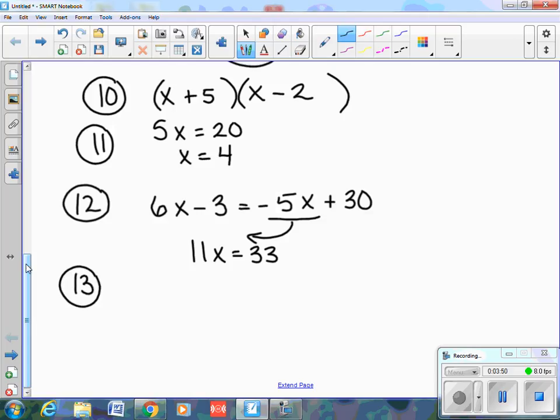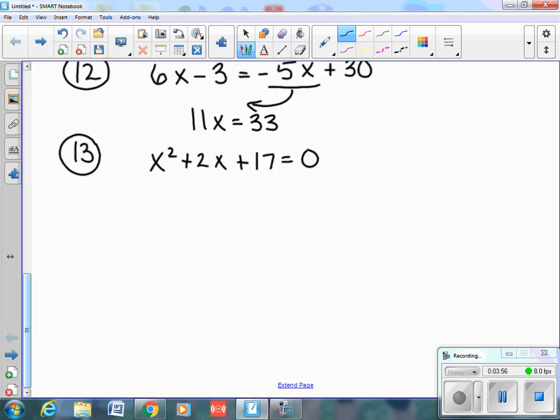13. X squared plus 2x plus 17 equals 0. And obviously there are no factors of 17 that will give you 2 in the middle. So I'm going to do this by completing the square. I like completing the square. You could have used the quadratic formula. You would have gotten the same answer.